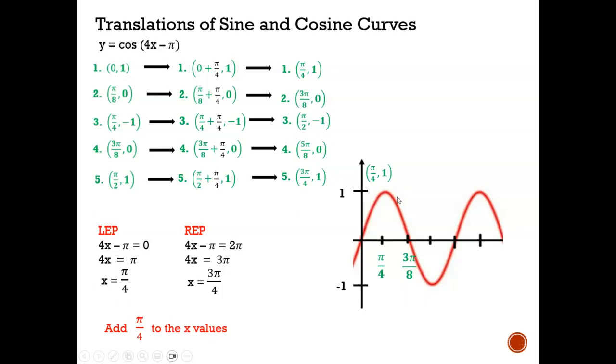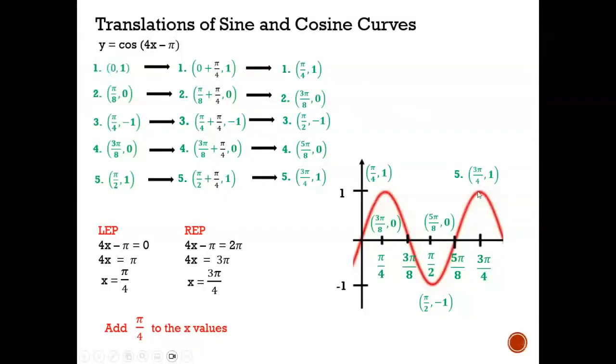3 pi over 8 and 0 is the next one. Then at pi over 2, I'm down to negative 1. That's my next point. 5 pi over 8 and 0 is this point right here. And then at 3 pi over 4, I have 3 pi over 4 and 1, and that is this point. So from right here to over here, that is one period of this cosine graph, okay? And again, depending on if you need more periods, you continue with another period, that pattern, either on the right or left side of this graph, okay?